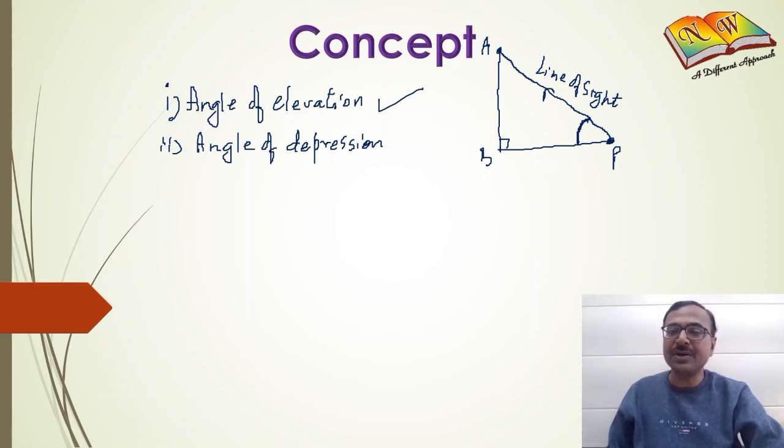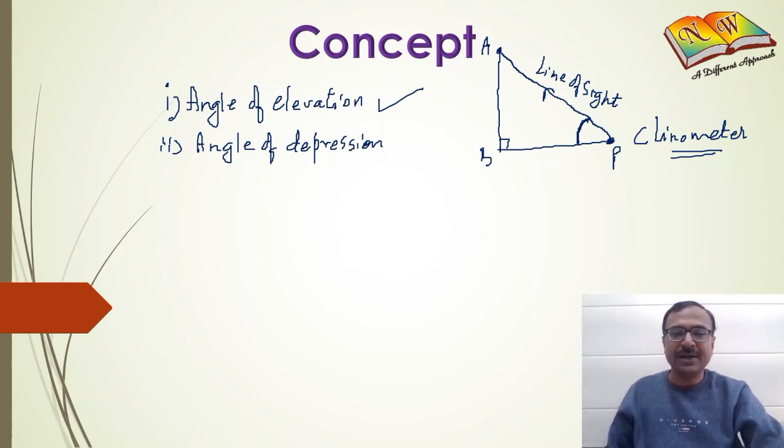How do you measure what angle the line of sight makes with the horizontal? That angle is measured by the instrument called a clinometer. So we measure the angle of elevation using the clinometer.